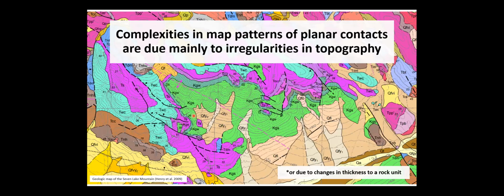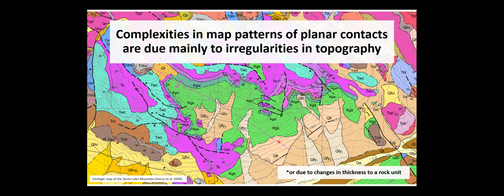So then we can just use simple trigonometry to calculate the dip angle from horizontal. Okay, so when we look at a geologic map, and if you ever go and look at published geologic maps, you'll sometimes see stuff that just looks like this. Very complex, irregular patterns. And those complex patterns of planar contacts are really mainly due to irregularities in topography, or in some cases due to changes in thickness of a rock unit.